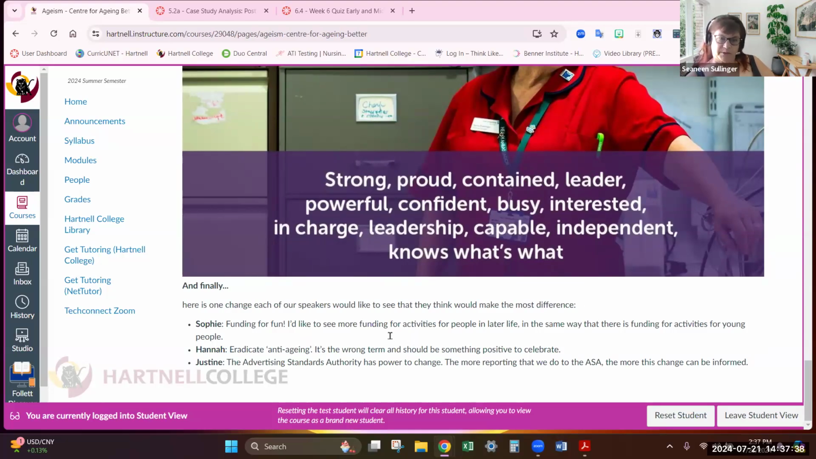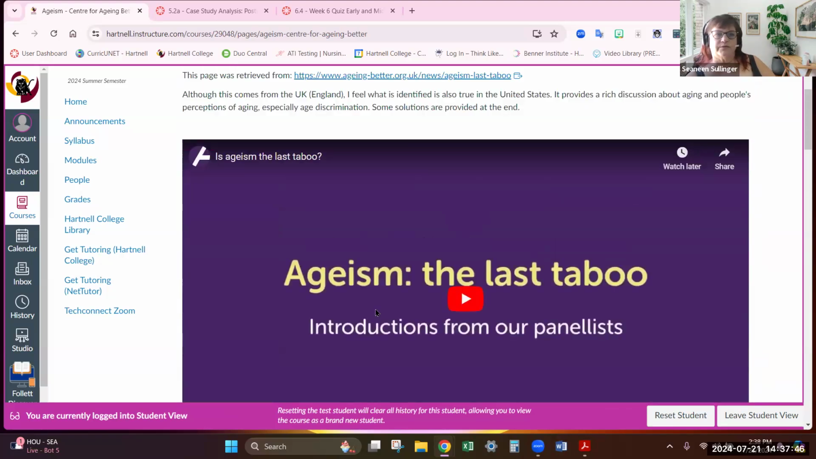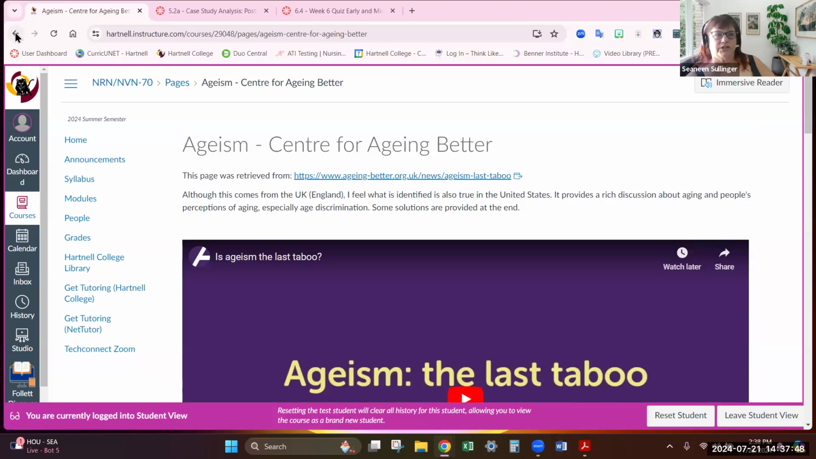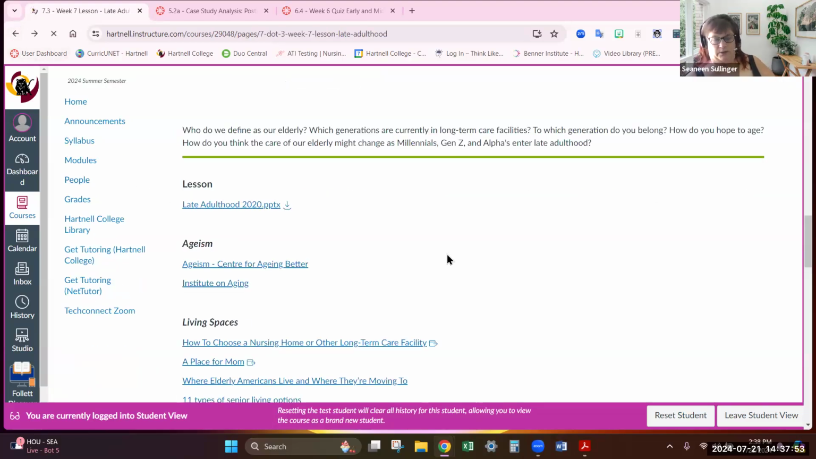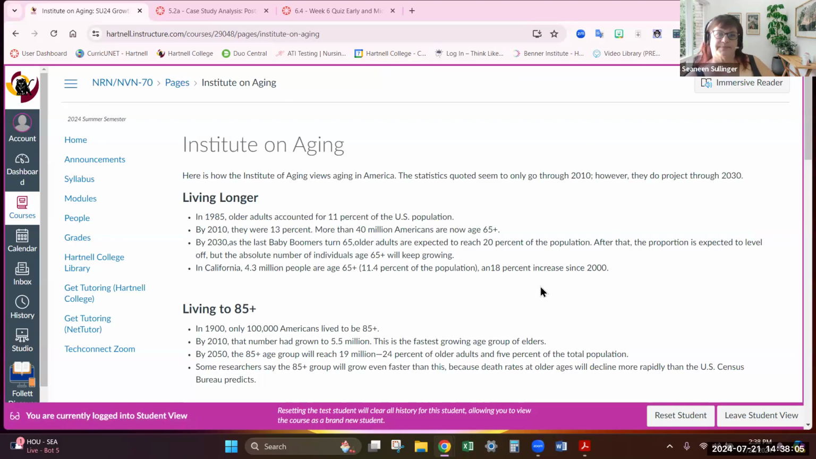And so then they asked for one change that each of the panel speakers would like to make. So there's that information there. So I just thought that was kind of an interesting piece for those of you that haven't really thought about ageism, or that older people in our country at least are not necessarily thought well of. And in other countries, the elderly are revered and have special places and are taken care of in the home by the family. So it's a little bit different.